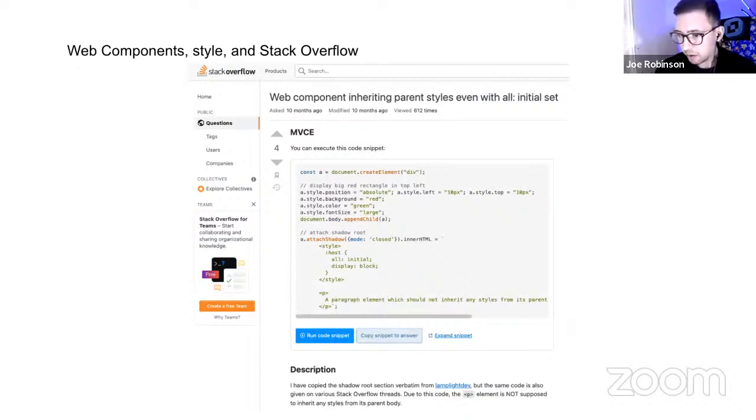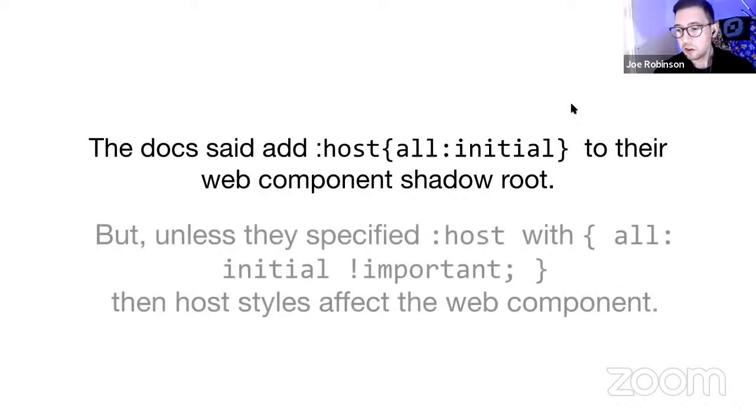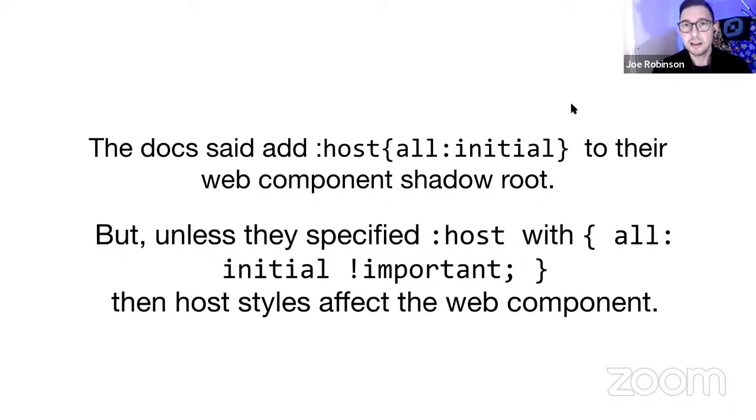Specifically in this problem that stood out, that was fairly recent, within the last year, they wanted to completely have an independent web component with no inheritance of style affecting it at all. So they tried to add the host all initial to their web component shadow root, but that particular questioner found that unless they specified that important flag, it wasn't going to happen. So it was mostly independent, but perhaps not without forcing styles to not affect the web component that's entering onto the host page.